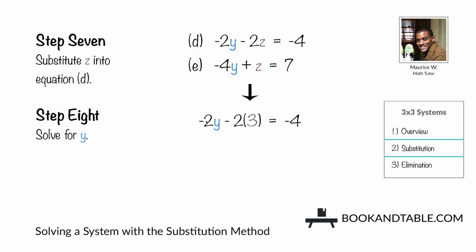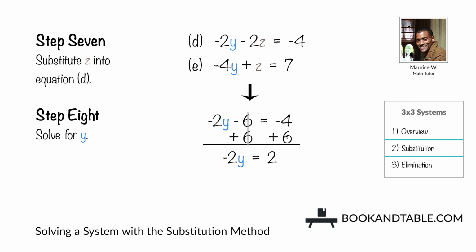When we do so, we get negative 2y minus 2 times 3, which would be negative 6, is equal to negative 4. And now we'll add 6 to both sides, giving us negative 2y is equal to negative 4 plus 6, which would be positive 2. To remove the coefficient of negative 2, we divide both sides by negative 2, showing us y is equal to 2 divided by negative 2, which would be equal to negative 1.